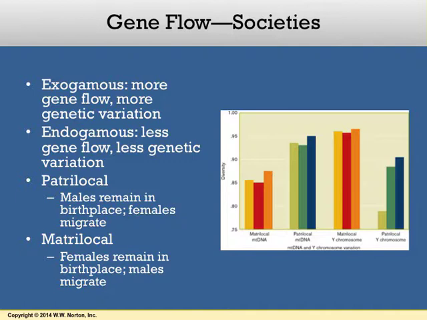In contrast, matrilocal societies are those in which the females stay in their place of birth and the males migrate. One might expect the opposite pattern of genetic diversity, and sure enough, in matrilocal societies, the mitochondrial DNA has low genetic diversity, and the Y chromosome displays more genetic diversity.